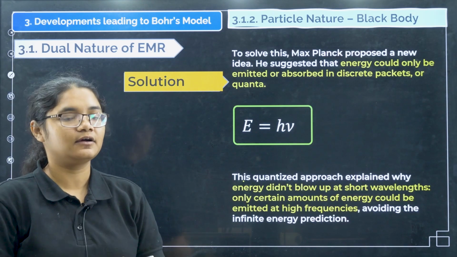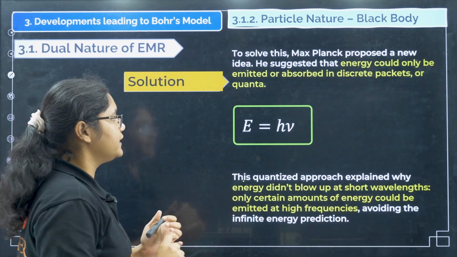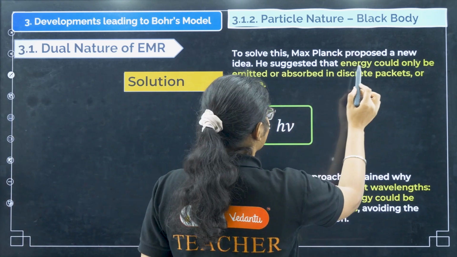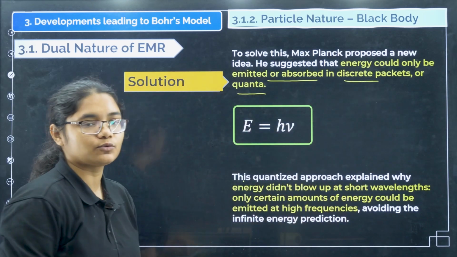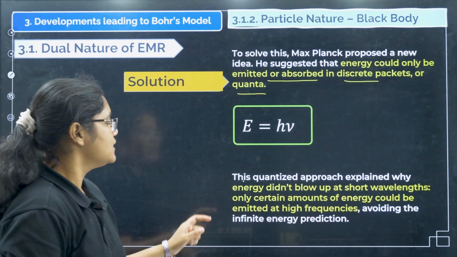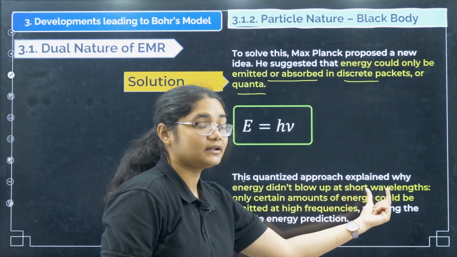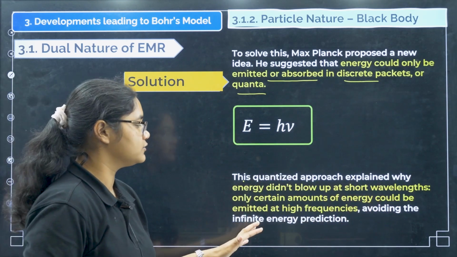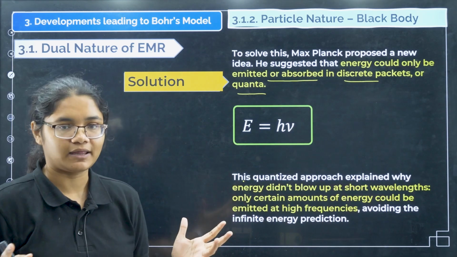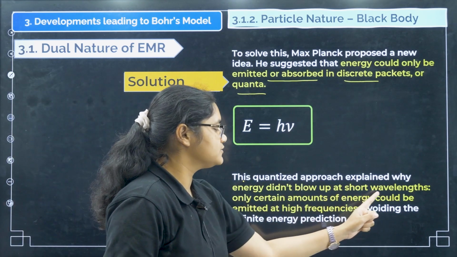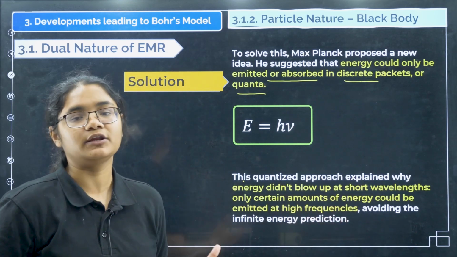So Planck gave us a true thing: nothing can have just any energy value. Max Planck suggested that energy could only be emitted or absorbed in discrete packets called quanta or photons. The quantized approach explained why energy did not blow up at a certain wavelength. At a shorter wavelength also, the energy and wavelength cannot be anything, because only certain amounts of energy could be emitted at a higher frequency, not whatever you wish.